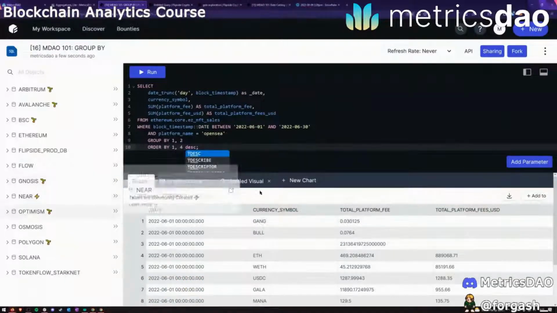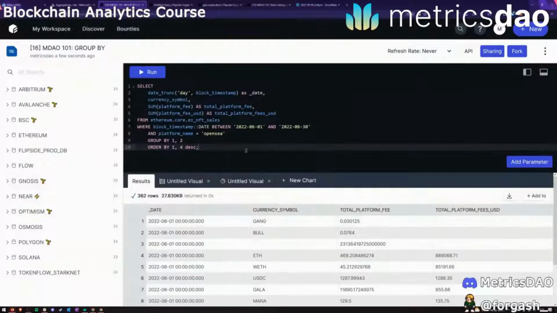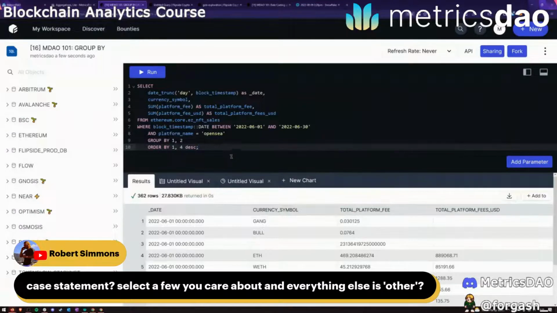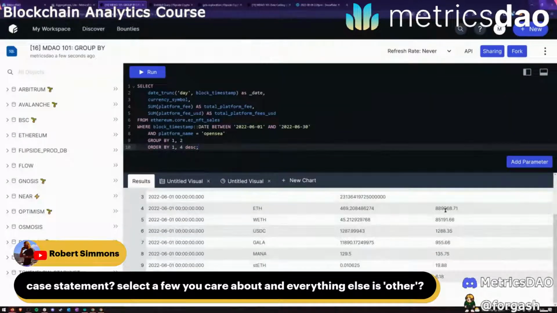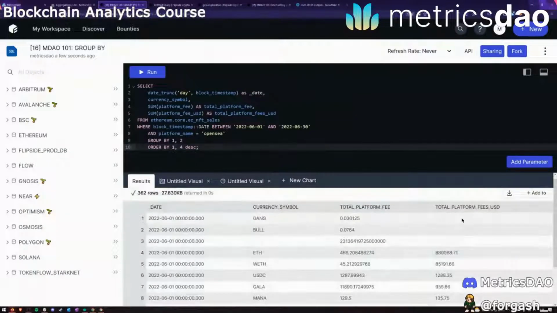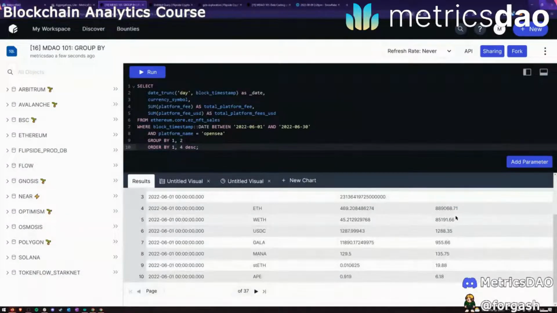So I saw a limit currency symbol pop across the screen. We did that before, but we don't want to exclude data now. We still want to include it. So I see Robert Simmons popping up: case statement, select the few you care about, and everything else is other. That's exactly what I would like to do. So it looks like ETH and wrapped ETH, at least on June 1st, are pretty strong contenders. USDC is surprisingly not very impactful, at least on one day. So let's leave it in there for now.